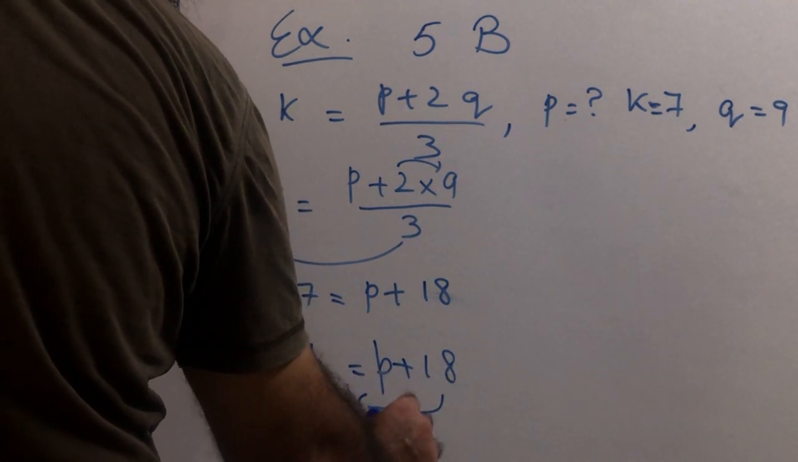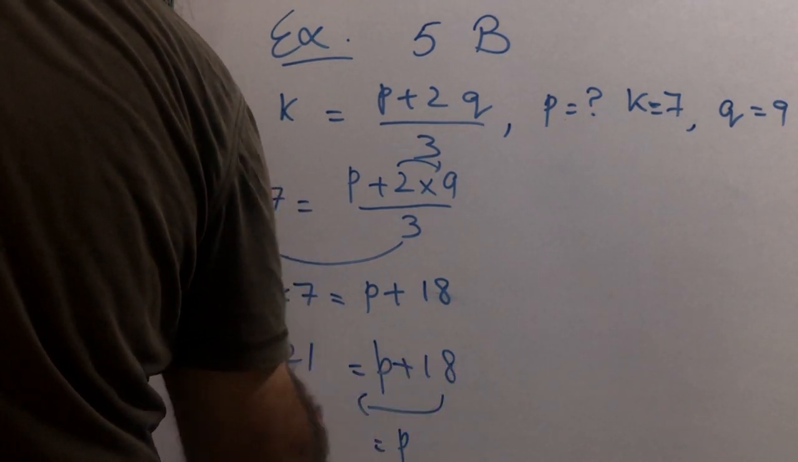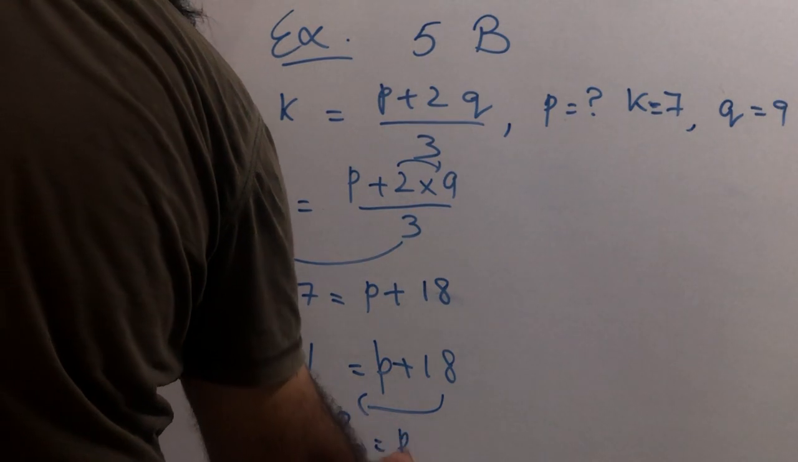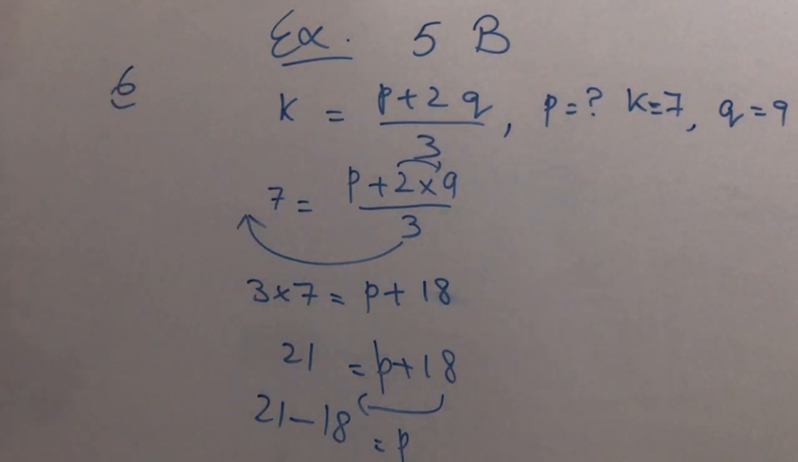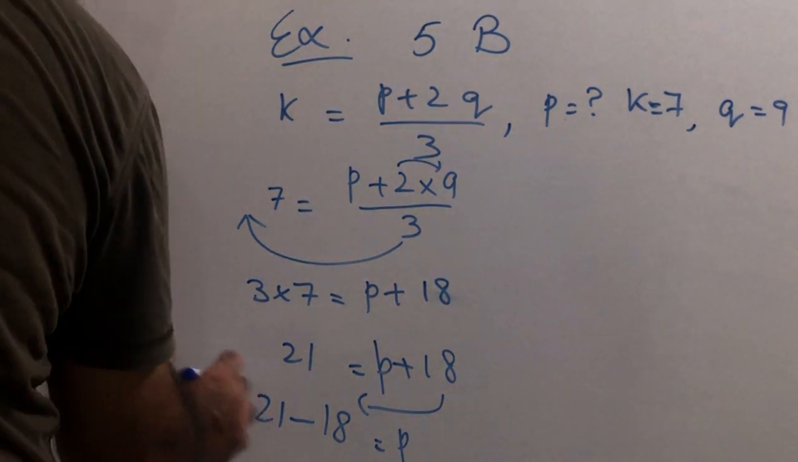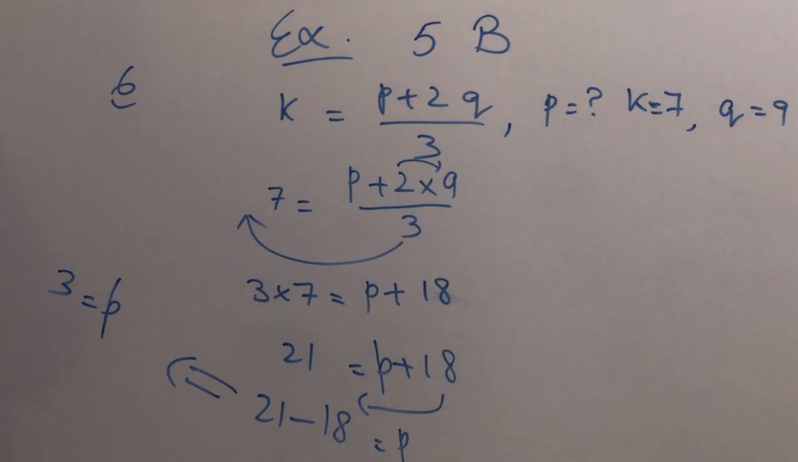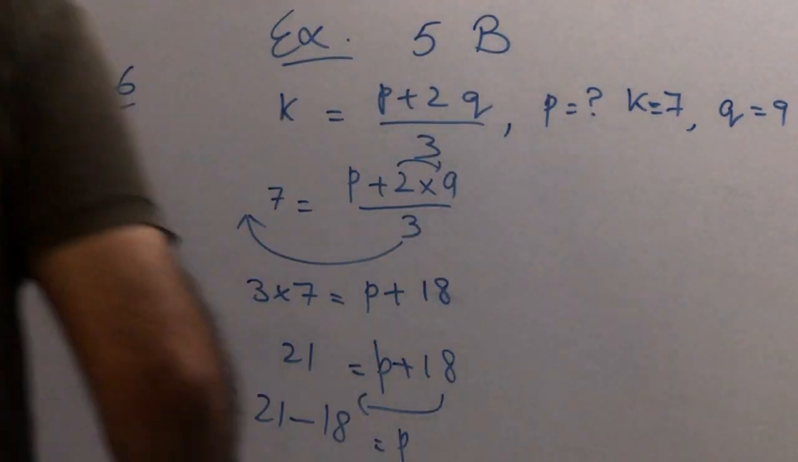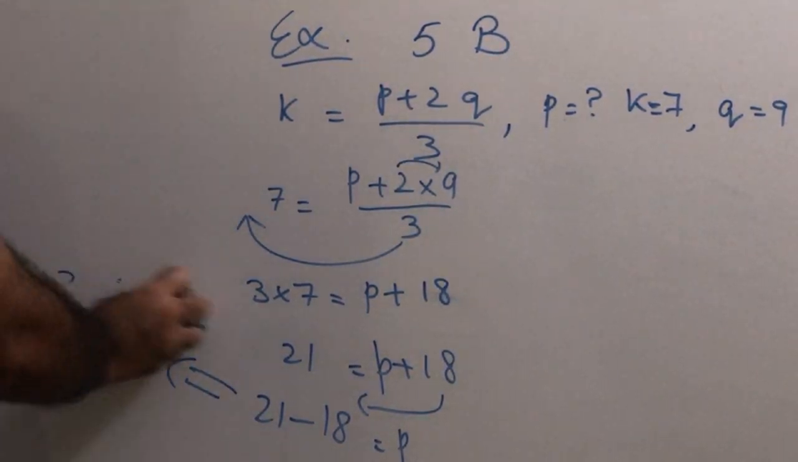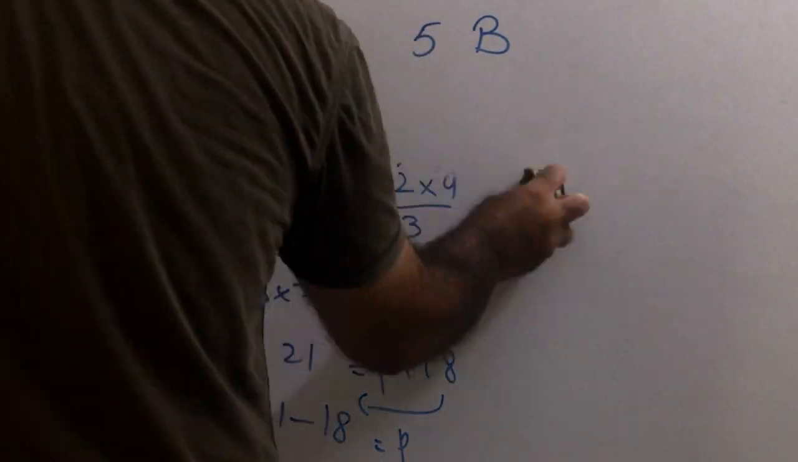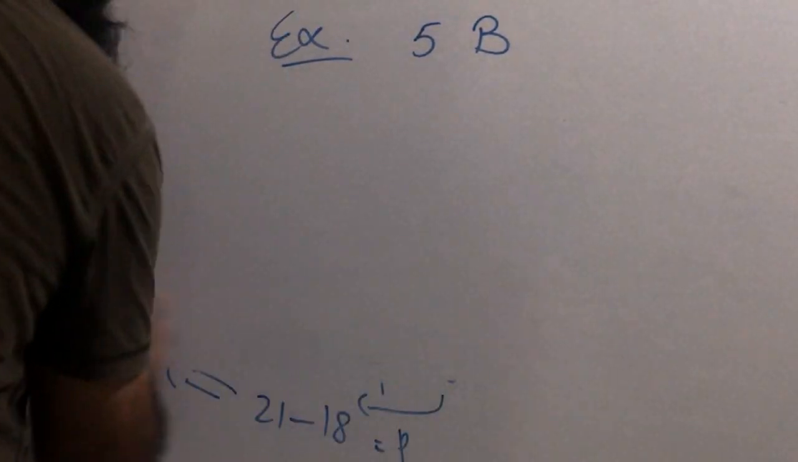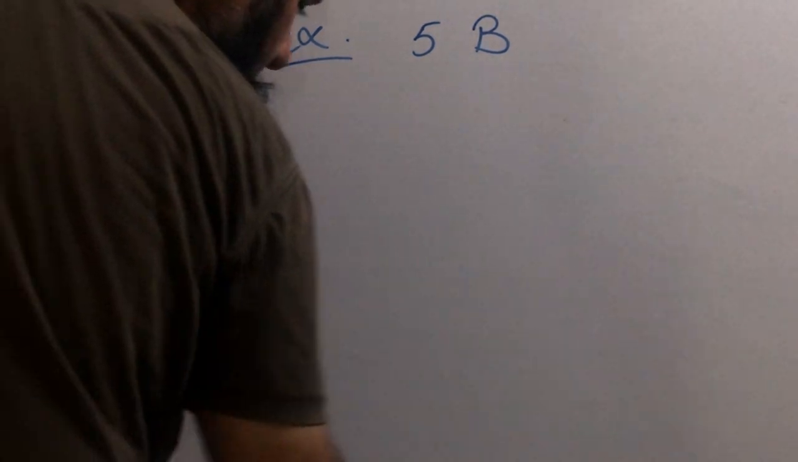Now we will shift this 18 to the other side. Here it is added. When it goes to the other side, it becomes negative. So 21 minus 18 is equal to 3. So 3 is the answer for this question. P is equal to 21 minus 18, 3. Okay. So we have solved this question number 6 easily. Now we will be doing question number 7.